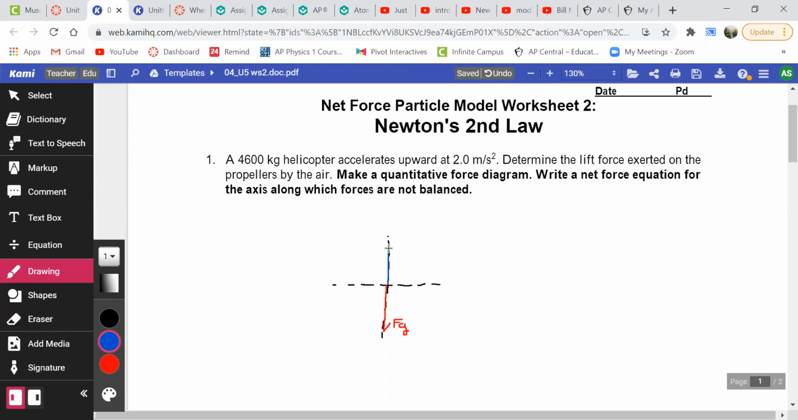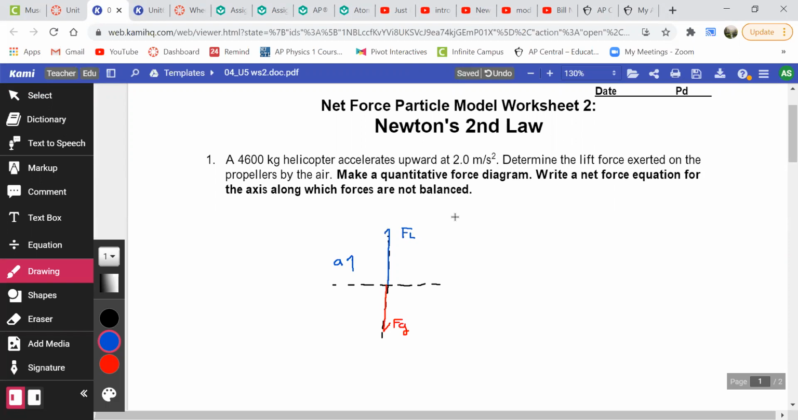Now, conceptually, if it's accelerating upward, are they equal? Are gravity and lift equal? No. Which one's greater? Lift will have to be greater because there is an upward acceleration signifying a net force in the direction of that acceleration, which in this case would be upward. So I'm just going to give myself a little note here that acceleration is upward. So this is the qualitative portion. You should have been able to handle this much for sure.